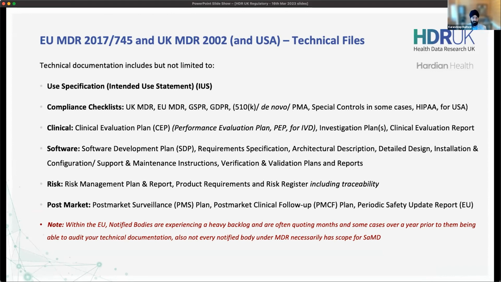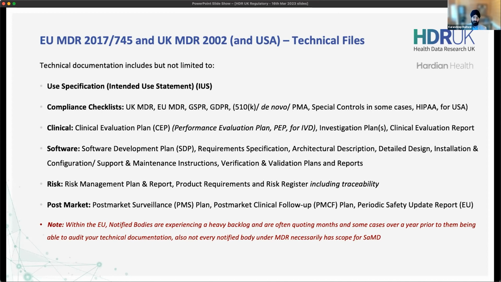Then, of course, you can have your compliance checklist. If you want to go to the UK MDR, you want to make sure that you cover all the requirements for UK MDR. Likewise with EU MDR. Now, under EU MDR, there is basically GSPR, so General Safety and Performance Requirements. Of course, GDPR, because we're dealing with medical devices, we're dealing with information. If you want to go to the US, there's going to be 510(k), De Novo, pre-market, etc. There's going to be special controls in some places, depending on the code of what your device actually is. So HIPAA, think of HIPAA like the GDPR equivalent for the US. And then, of course, anything that's state-specific, like we mentioned about California.